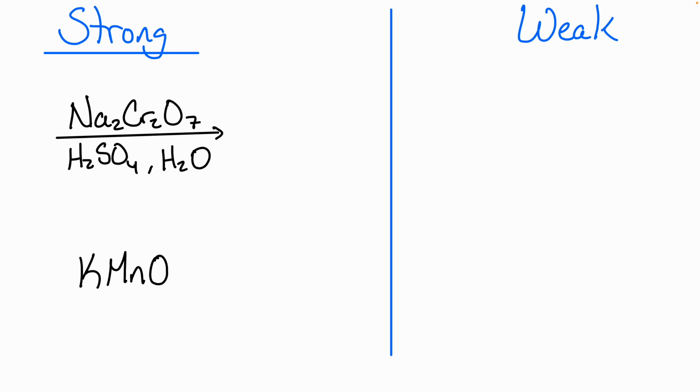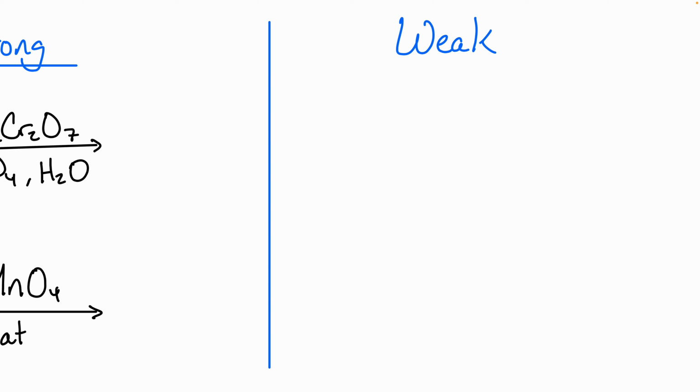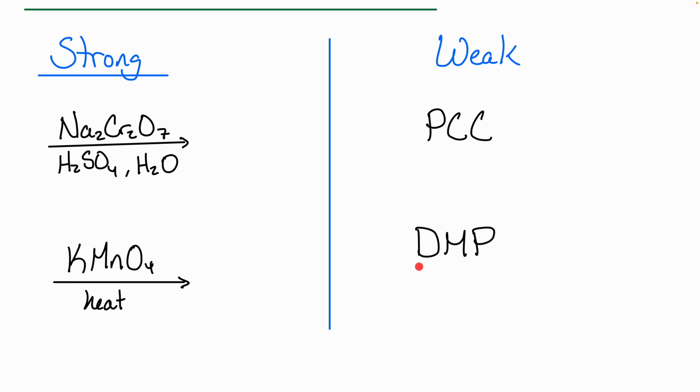We also had that potassium permanganate and heat. But our weak oxidizers are going to be new. And they all have these acronyms. So the two weak oxidizers that we're going to be introduced to is PCC. And the other one is DMP. This one's Dess-Martin periodinane, and I don't really remember exactly what this one stands for, if I'm going to be dead honest with you.